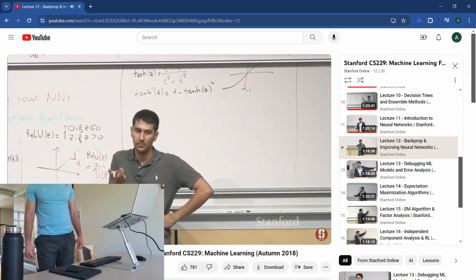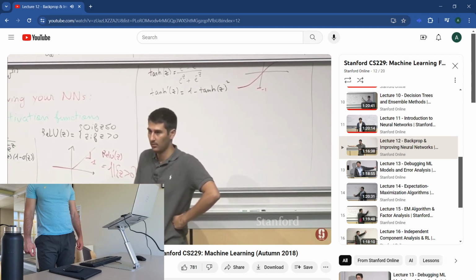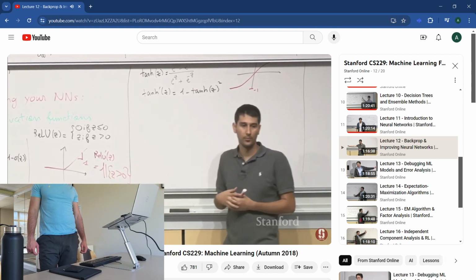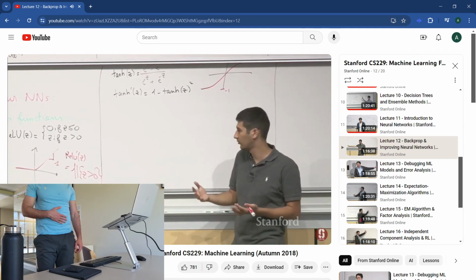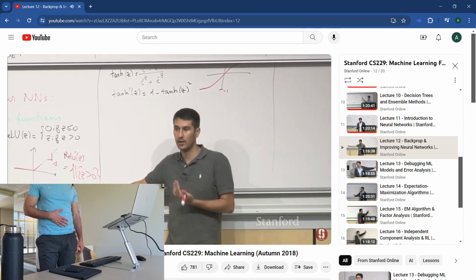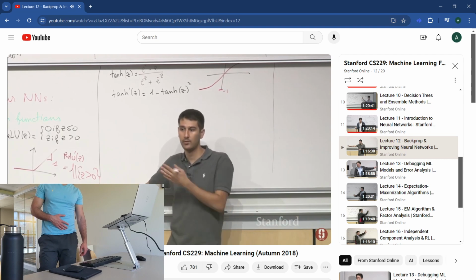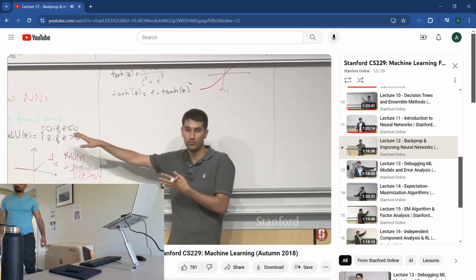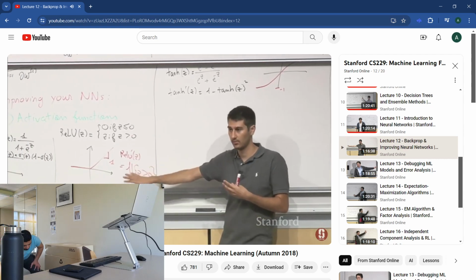Yeah, you remember the house prediction example? In that case, if you want to predict the price of a house based on some features, you would use ReLU, because you know that the output should be a positive number between 0 and plus infinity. It doesn't make sense to use tanh or sigmoid.